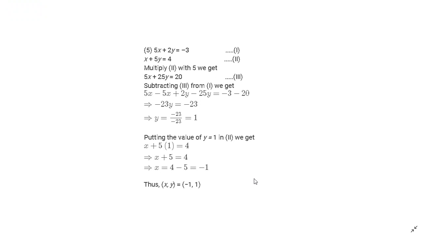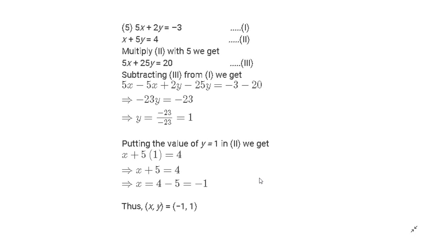Okay. Example number 5. 5x plus 2y is equal to minus 3, and the second equation is x plus 5y is equal to 4. Now we can see here the coefficient of x is 5 and the coefficient of x is 1. So if you want to cancel out any of these variables, we will multiply this equation with 5 so that it becomes 5x, and also here is 5x, so we can subtract them to cancel them out. So multiply equation number 2 with 5. What we get is 5x plus 25y is equal to 20.